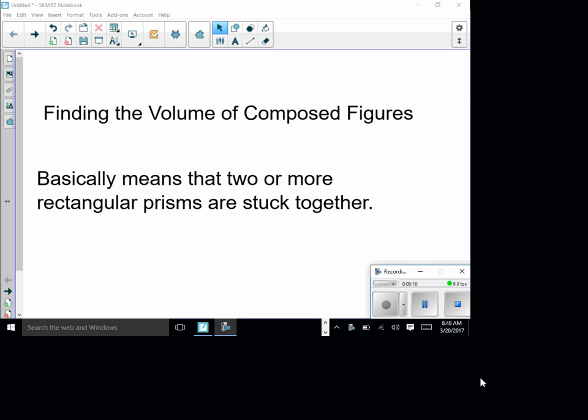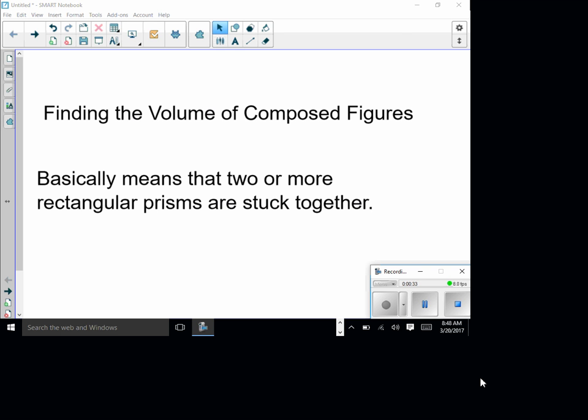Today we're going to talk about finding the volume of composed figures. What it basically means is that there are two or more rectangular prisms stuck together, and you're going to have to find the volume of them. They look kind of hard, or kind of intimidating when you first look at them, but what we're going to go over will show you they're really not that difficult if you go step by step and take it a little bit at a time.